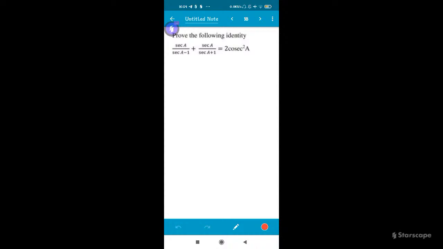So let's do another question. We have quite a lot of questions today. We have to prove the identity sec A/(sec A − 1) + sec A/(sec A + 1) = 2 cosec² A. So let's do it. This is a very easy and direct question. So our LHS is sec A/(sec A − 1) + sec A/(sec A + 1). As we see, in both the terms we have fractions, so let us take the LCM.